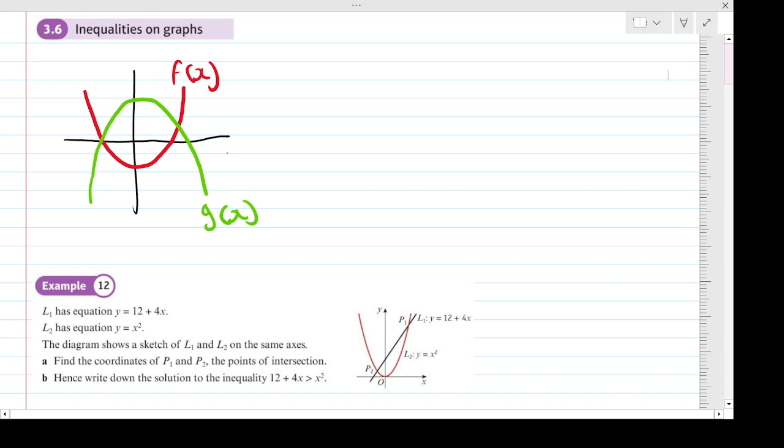Hello. So we are continuing our work with inequalities in this section. In the previous two sections, we looked at solving inequalities algebraically, exactly, where we had linear and quadratic inequalities. So we looked at the methods for that. But in this section, we're going to look at inequalities graphically. When we plot certain curves and functions on a graph, we can use those curves to work out inequalities.